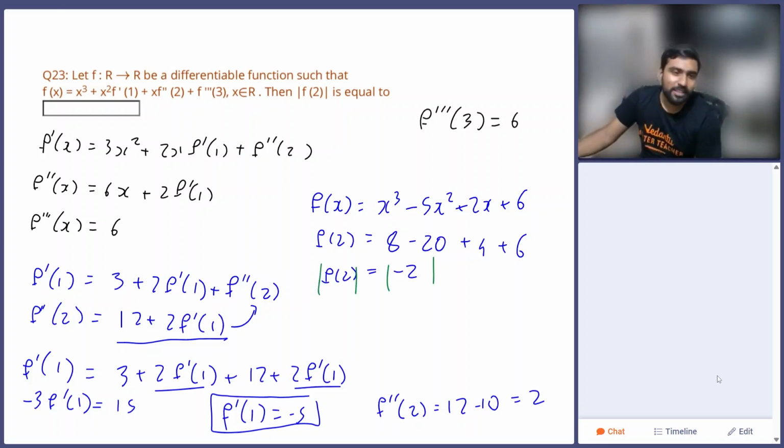Take a mod. What is mod of minus 2 equal to? That will be equal to plus 2 over here. And that is the answer for this question, 2. Okay? Plain and simple basics question. All right, moving on.